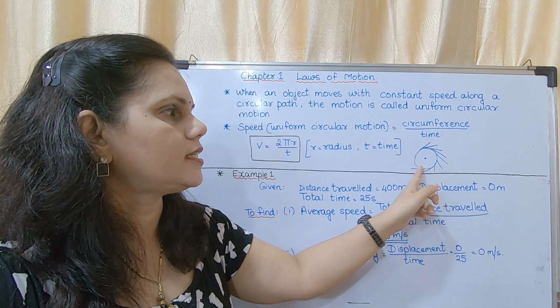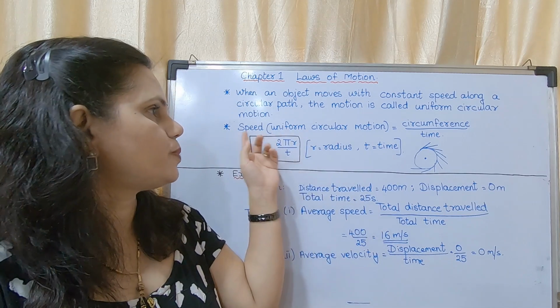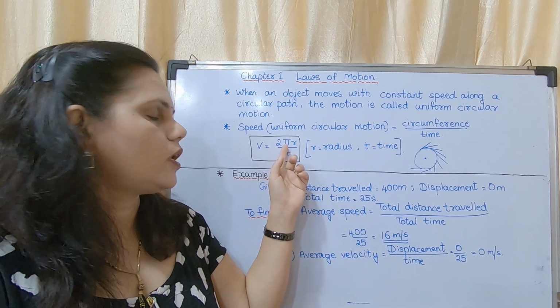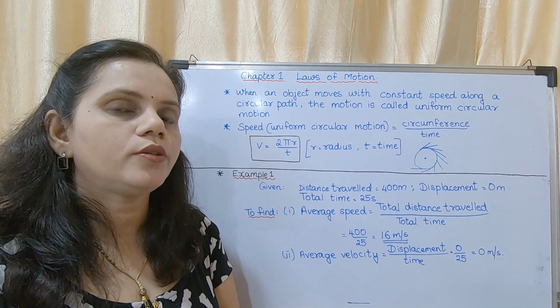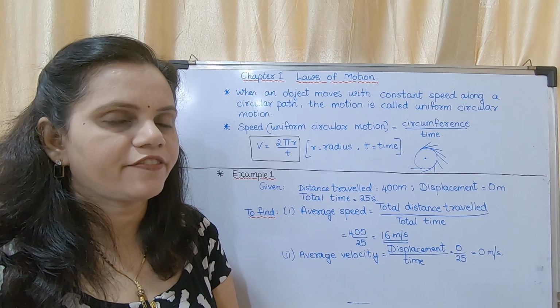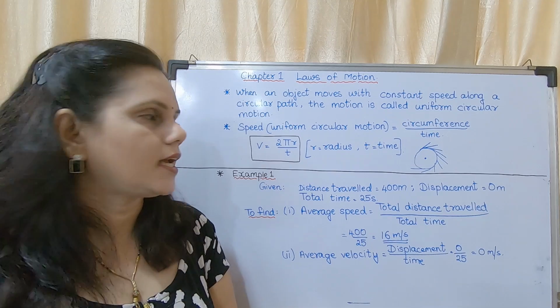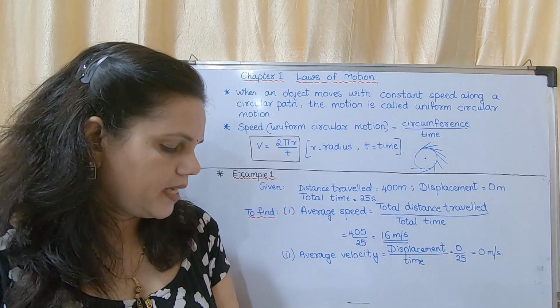Okay, it is moving in this direction. What is this? It is the circumference of the circle. So speed is equal to circumference upon time. Here v is equal to 2 pi r upon t, that is the equation. V is equal to 2 pi r upon t, where v stands for velocity, r stands for radius, and t stands for time.